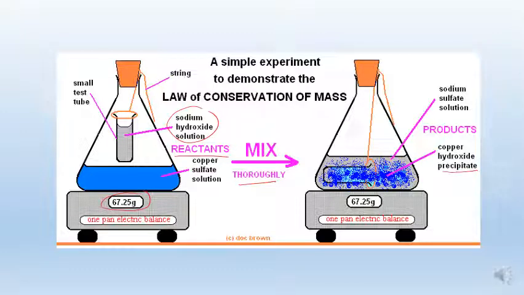So there's a chemical reaction. There's a change in the reactants to produce products. The products here is actually sodium sulfate in solution, as well as the copper hydroxide precipitate. So the reactants are quite different from the products. But what remains constant is the mass. You see, the mass of the reactants is exactly the same as the mass of the products. So that's what we mean by the law of conservation of mass.